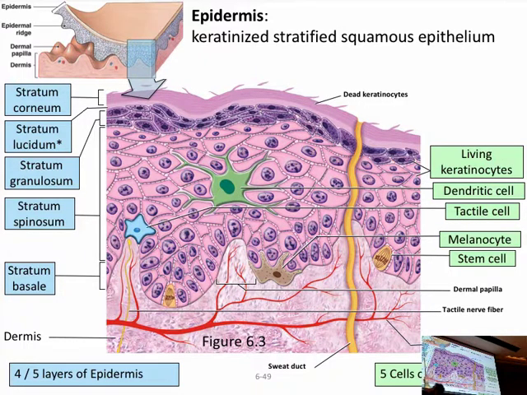I've starred this one here, stratum lucidum. Stratum lucidum is the extra layer in thick skin that is not present in thin skin. All right, so thin skin would have these four, and thick would also have the stratum lucidum. The only one that is really important, I think, for you to understand is this idea of stratum basale, the germinative layer where the stem cells are.